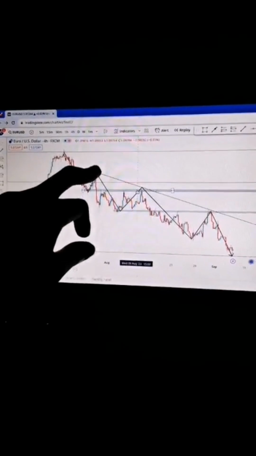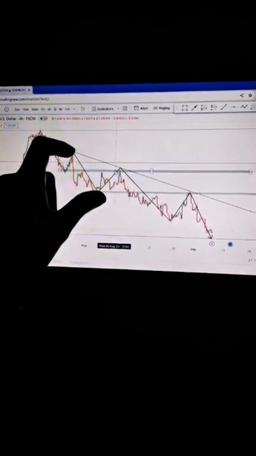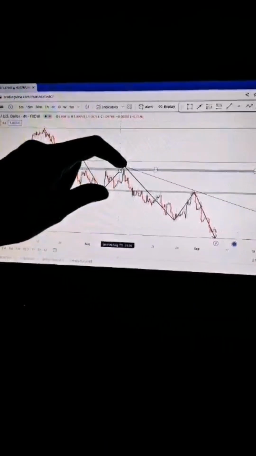Impulsive move, correction move, impulsive, correction, impulsive, correction. You can see the difference. If it's an impulsive move, it has a longer move as compared to the correction itself. Then you have an impulsive move down, correction back, an impulsive move down, a correction. So that is the tip. Then yeah, let's get back to analyzing.